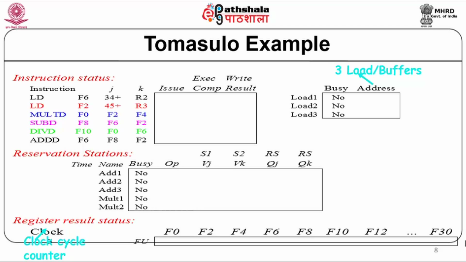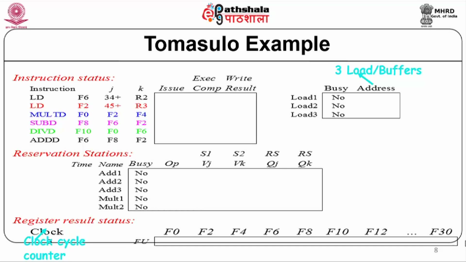The third data structure is your register result status. So, you have all the floating point registers and an indication as to which reservation station entry is to write into that particular floating point register. So, these are the 3 data structures that are maintained by your dynamic scheduler.